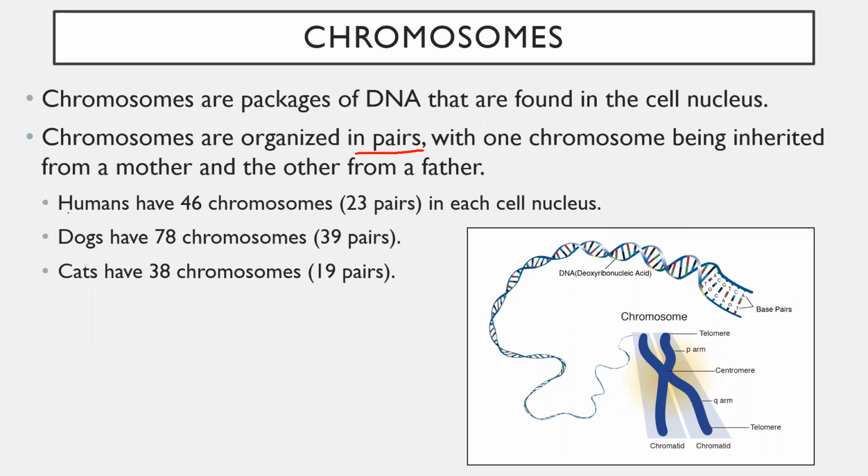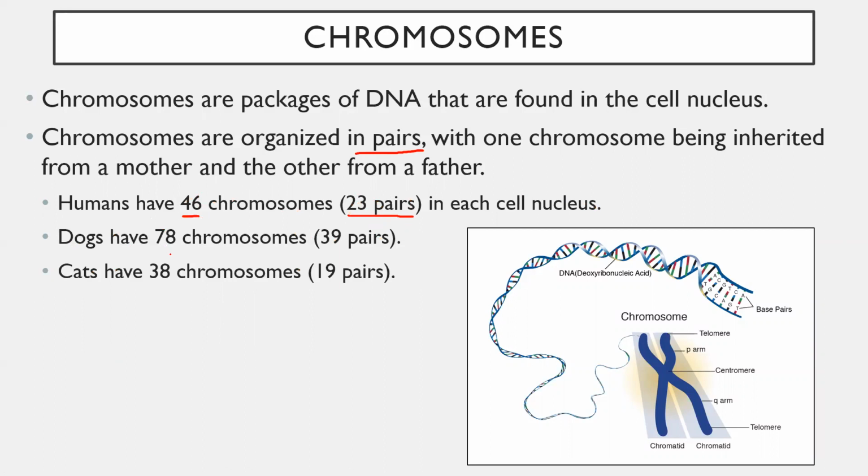Now, humans have 46 chromosomes, or in other words, 23 pairs, because 46 divided by 2 is 23, in each cell nucleus. So every single one of your cells, more or less, there's some exceptions to this, but every single one of your cells will have 46 chromosomes in it, or in other words, 23 pairs. Just in case you're wondering, other species will have different numbers of chromosomes.